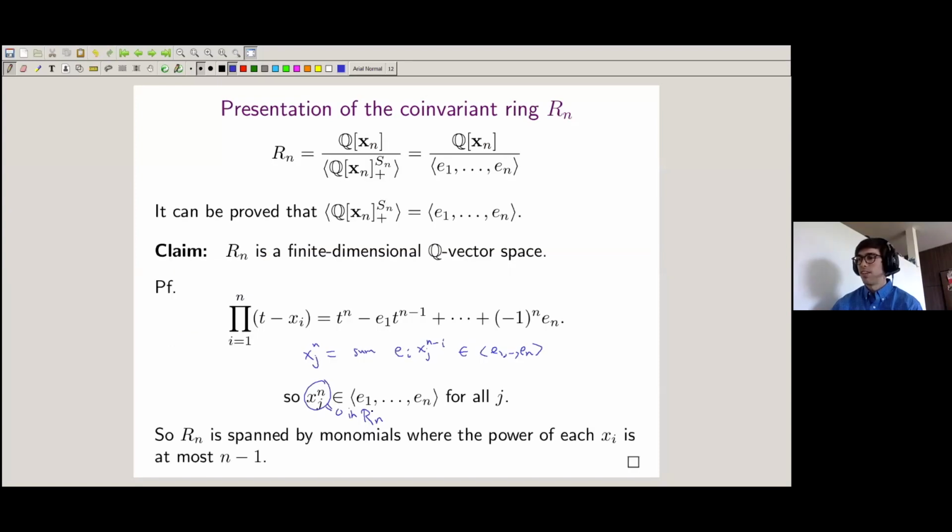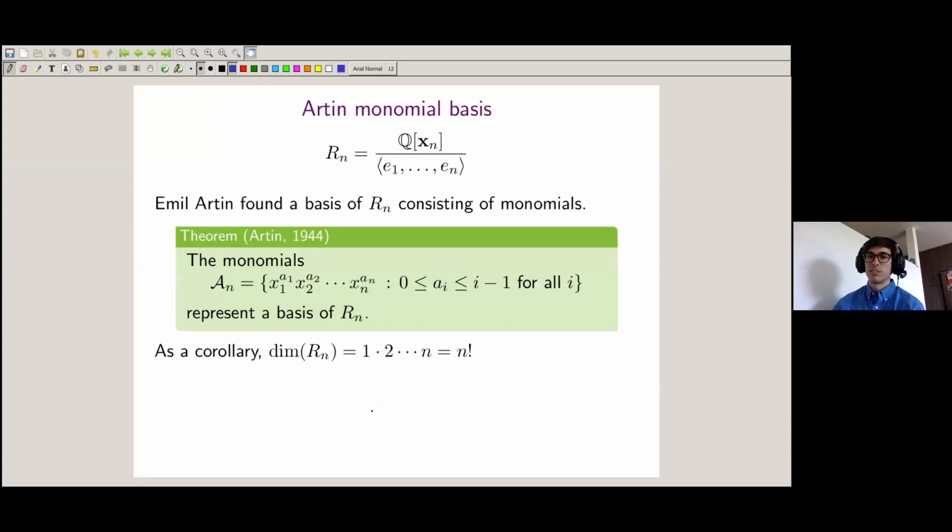And you might ask, okay, this set of monomials is a spanning set, but is it a basis? And the answer is no. So how could you find a basis of monomials? Well, Emil Artin figured out that you could take a subset of these monomials to get a basis. And he wrote down this set of monomials where the degree of the ith variable, xi, is at most i minus 1 for all i. And he proved that it represents a basis of this coinvariant ring.